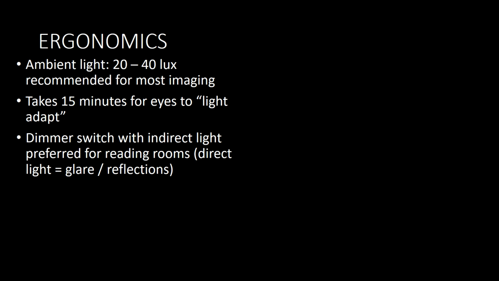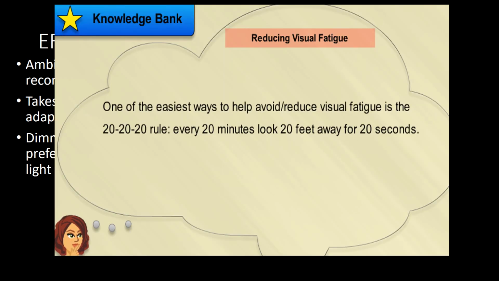I swear. Dimmer switches with indirect lighting are preferred in reading rooms. Direct light can cause glare and reflections. That's how you know you've arrived as a radiologist, if you're complaining about some weird ambient light that's 15 feet away interfering with your interpretation, if you become a prima donna.